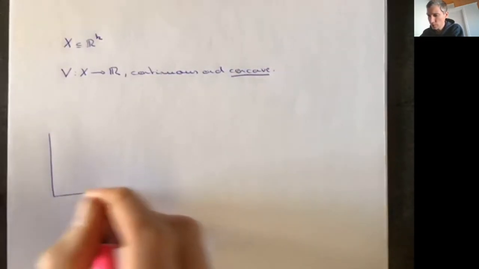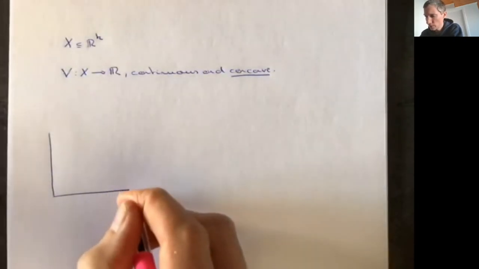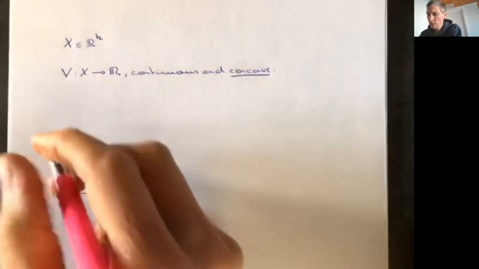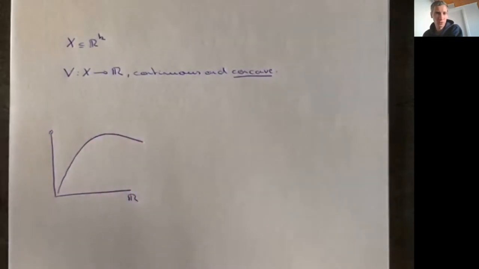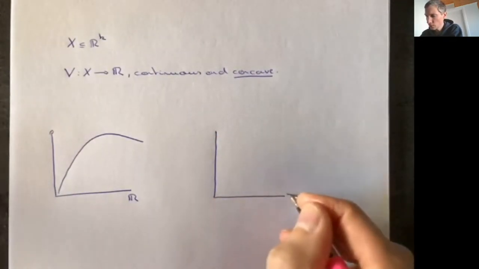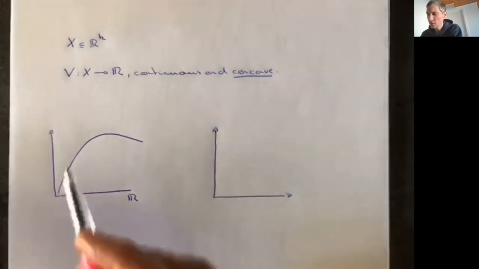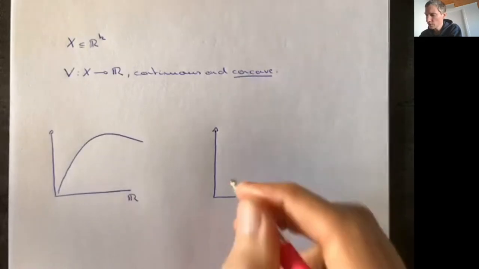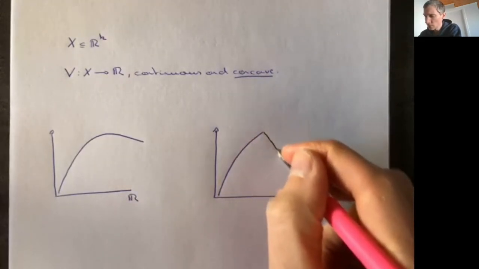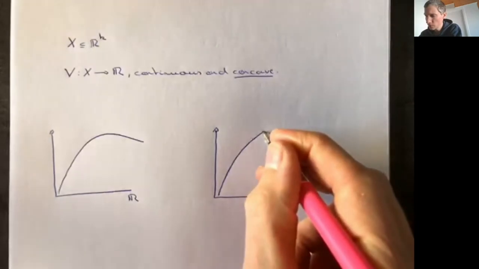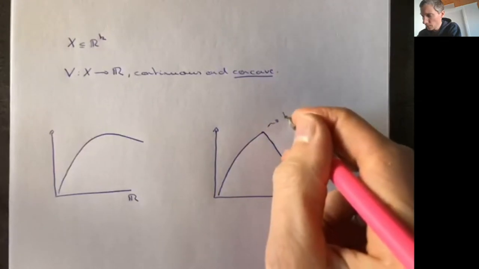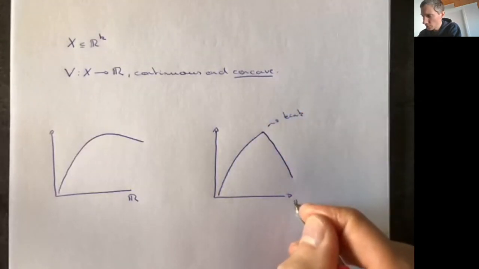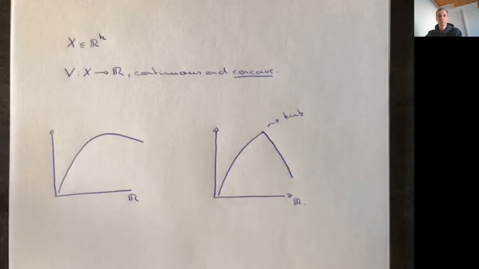So if I draw this in a special case where X is a subset of R, then I can draw a concave function V. So normally you draw something that looks like this, right? It's hump-shaped and it's smooth. However, this is not the only possible concave function. In fact, it doesn't have to be smooth like this. I can also have a concave function that has a kink, all right? So one kink or possibly many kinks. Okay, so this is a second possibility of having a concave function.